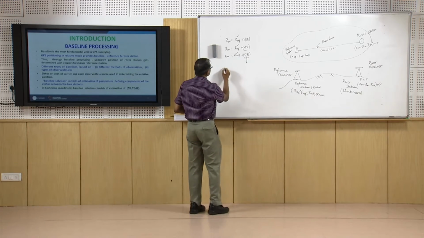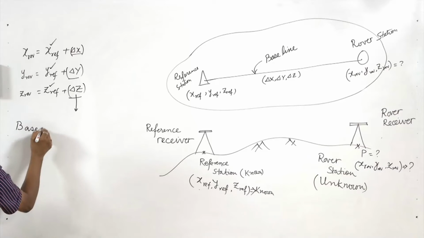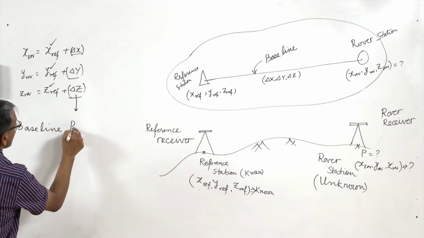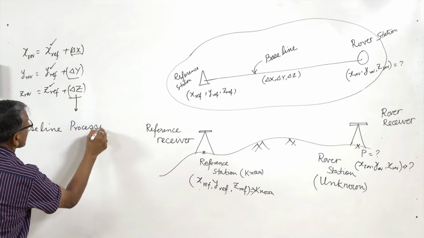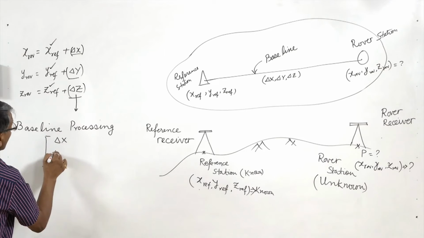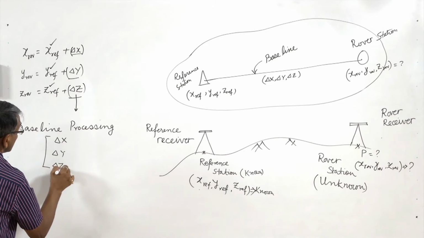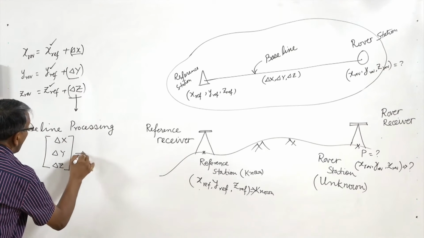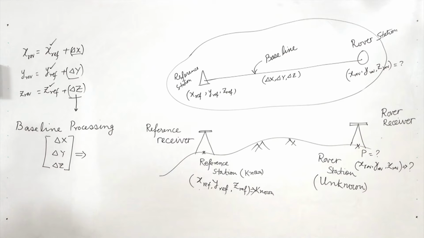So, in baseline processing, we find out del x, del y, del z. After finding these, we will be able to get the location of the rover station.